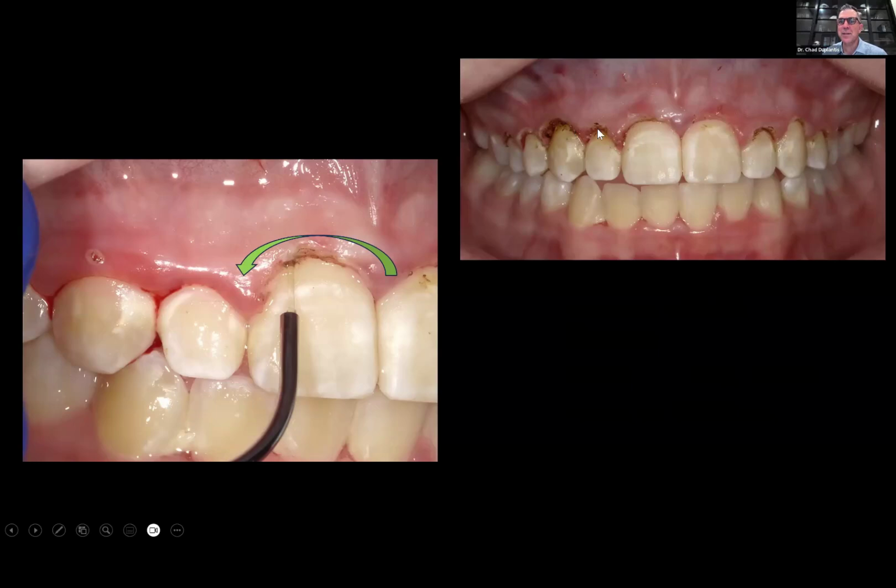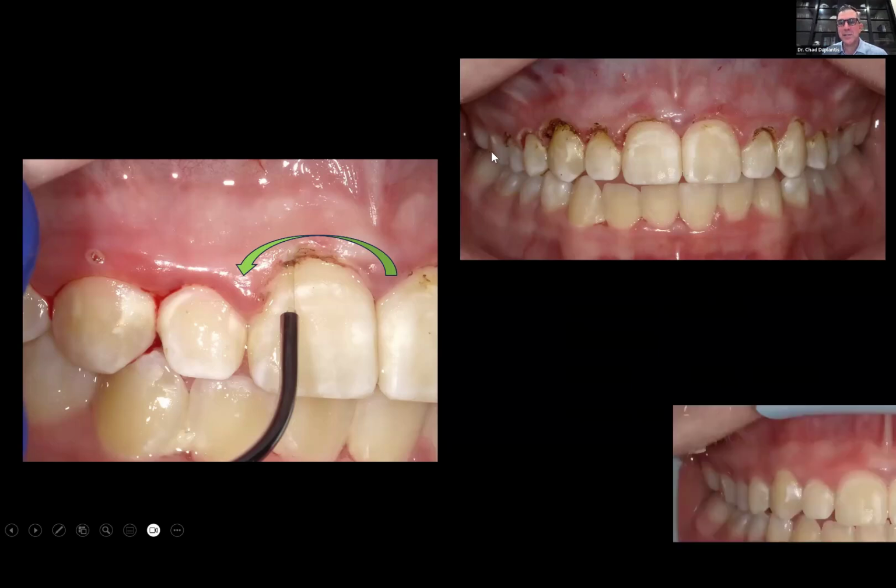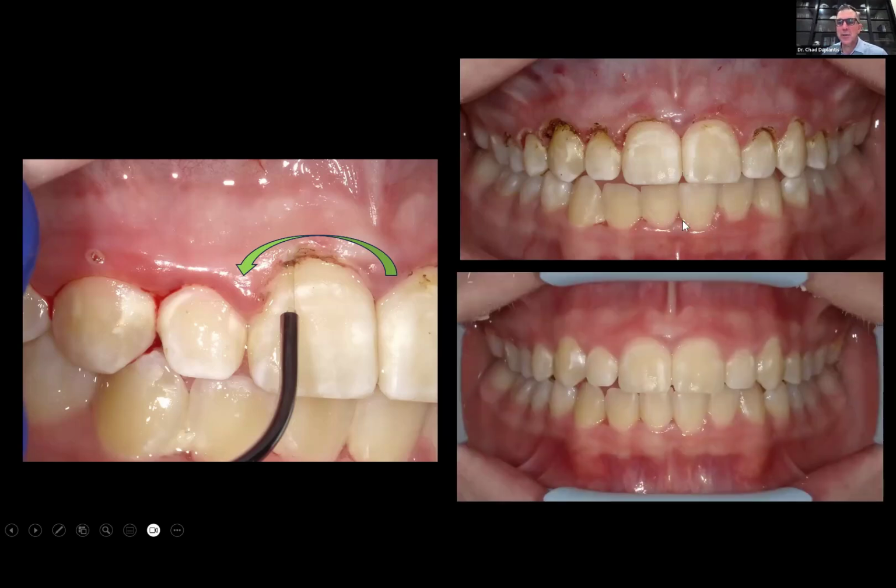So here we are immediately post-operatively. You can see we did the majority of the recontouring on the lateral and the cuspid, and then we went as far back as the second bicuspid. And here we are a couple weeks post-op, and you can see that in this particular case, I got a little bit of rebound on the laterals. So if the patient's not happy or you're not happy, you may have to go back and touch this up.